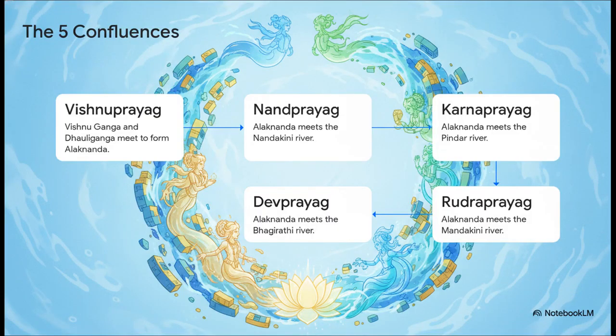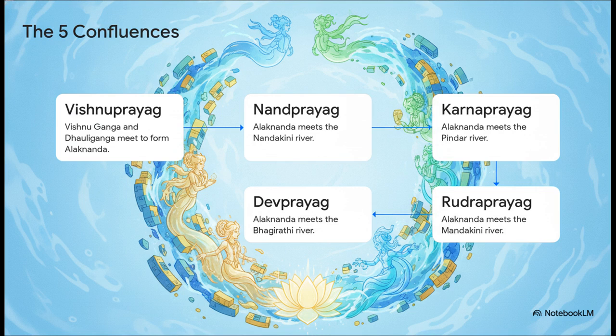Okay, zooming our 3D map way up into the towering snow-capped peaks of the Badrinath region, you can actually see this complex origin story unfolding, almost like building blocks snapping together. First up, at Vishnu Prayag, the Vishnu Ganga and Dali Ganga meet, and boom, they form the Alaknanda River. Now as that flows down, it hits Nun Prayag, absorbing the Nandakini River. Our next geographic coordinate is Karna Prayag, where the Pindar River joins the mix.